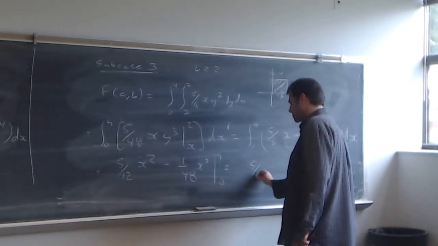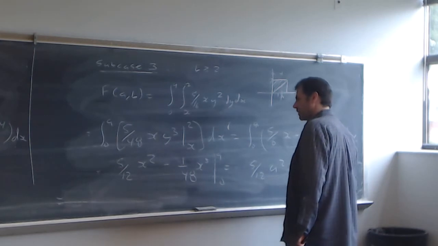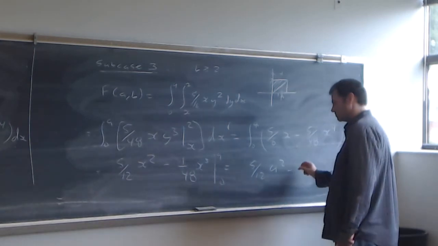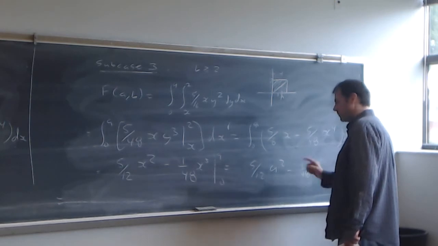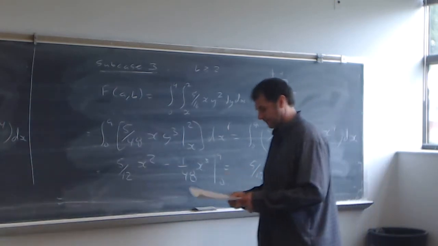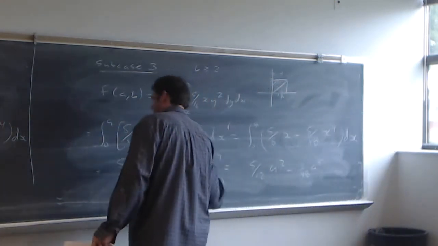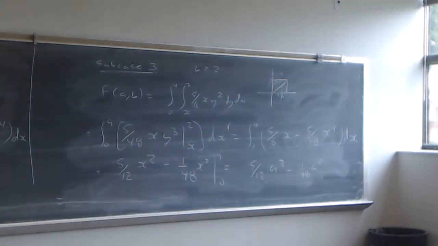So here I get 5/12 a squared minus 1/48 a to the 5th, and when we stick in 0, we get nothing. And that's the correct answer. Okay, all this was based on where a was. In this case, a was sandwiched in between 0 and 2. Well, what if a is bigger than 2?